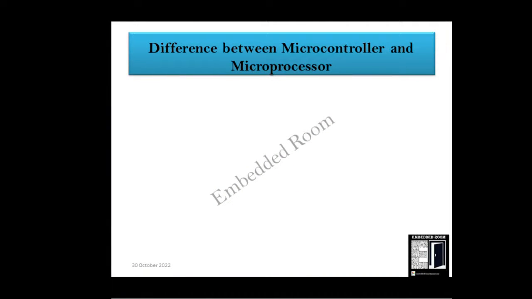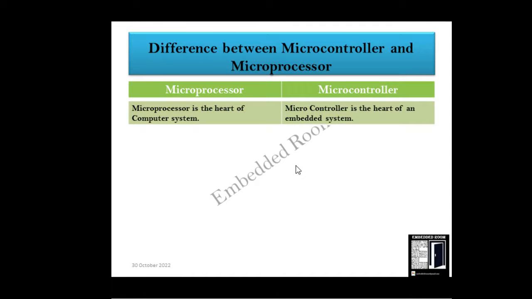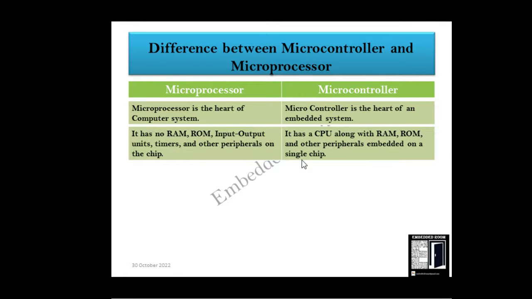Next, the difference between microcontroller and microprocessor. In a computer system, the microprocessor is the heart of the computer system. The microcontroller is the heart of the embedded system. There is no on-chip RAM, ROM, timers, or other peripherals in the microprocessor. But a microcontroller has the CPU along with the RAM, ROM, and other peripherals embedded on a single chip. That's why we call it a system on chip or single chip.